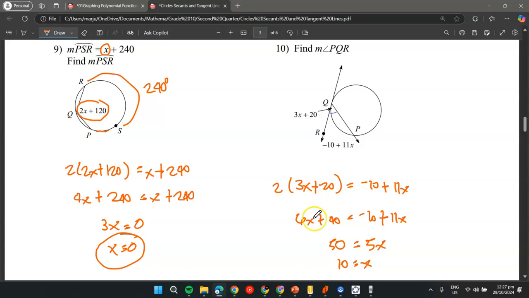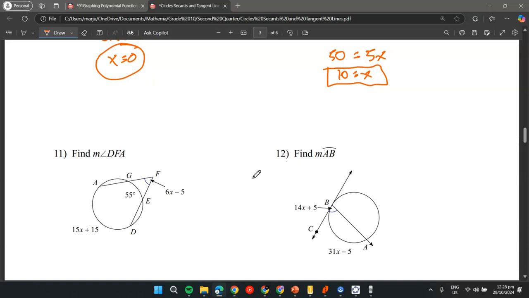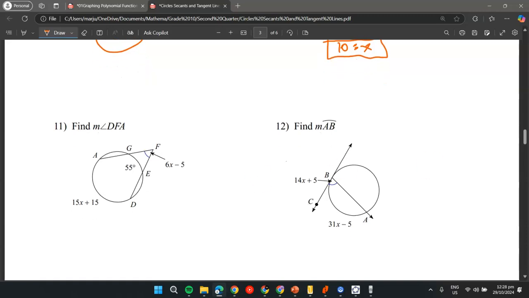So we're not yet done. If 10 is equal to x, this is what? 3 times 10 plus 20. This is 50 degrees. So number 10 is actually 50 degrees. Let's do number 11 and 12, the last numbers. So again, the same thing. This is 1/2 of the difference of this one and this one.